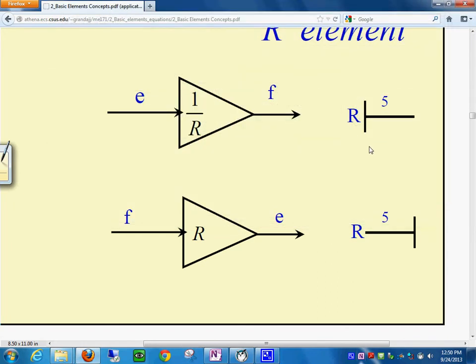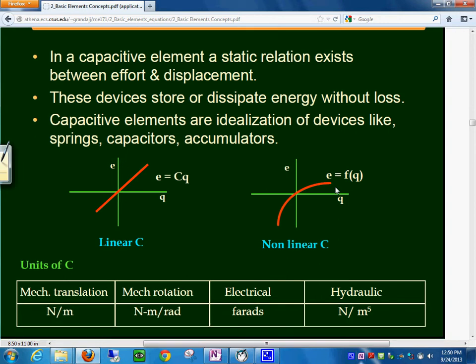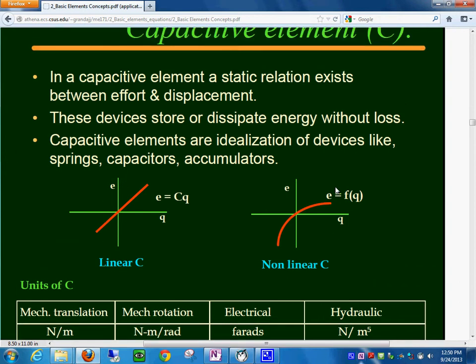Let's go to the other elements. This is the capacitive element. This is a static relationship between the effort and the displacement. Remember, this is like Hooke's law. That's how you remember easy. Force equals B times X dot. So this is the characteristic relation between the effort and the displacement in this case.